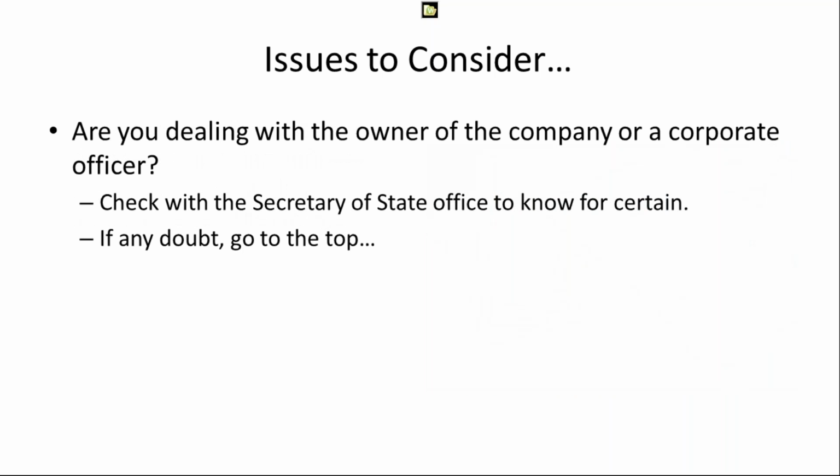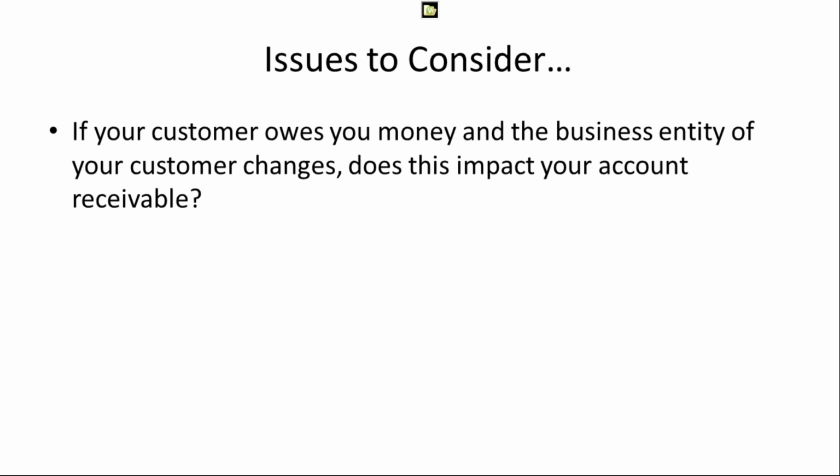And then are you dealing with the owner of the company? Somebody asked a great question, should you go above, if you're dealing with someone who's more of an administrative type person? Should you go over their head and go to the owner? Absolutely. If you have a question, go to the owner. Great way to get started. Check the Secretary of State, their office, to know for certain. And if you doubt, like I said, go to the top. Doesn't hurt anything. Because again, that's what they would do if they're trying to get a contract signed and they need to know who the owners are. That's a great way to figure that out.